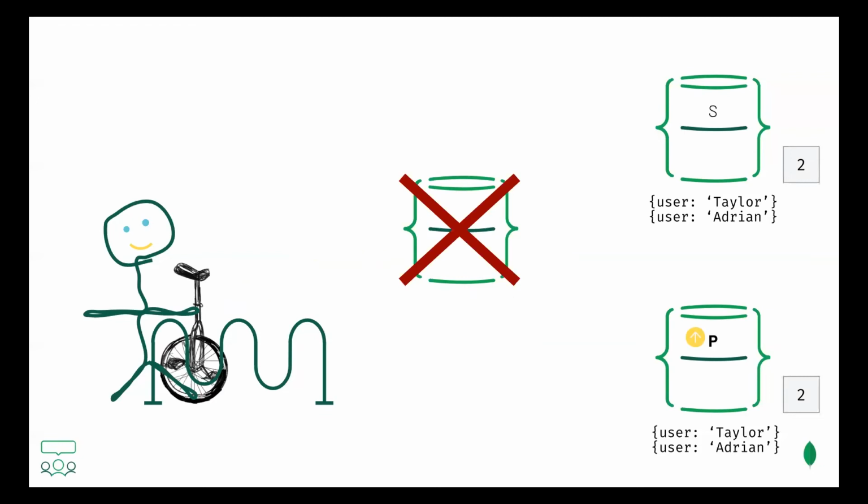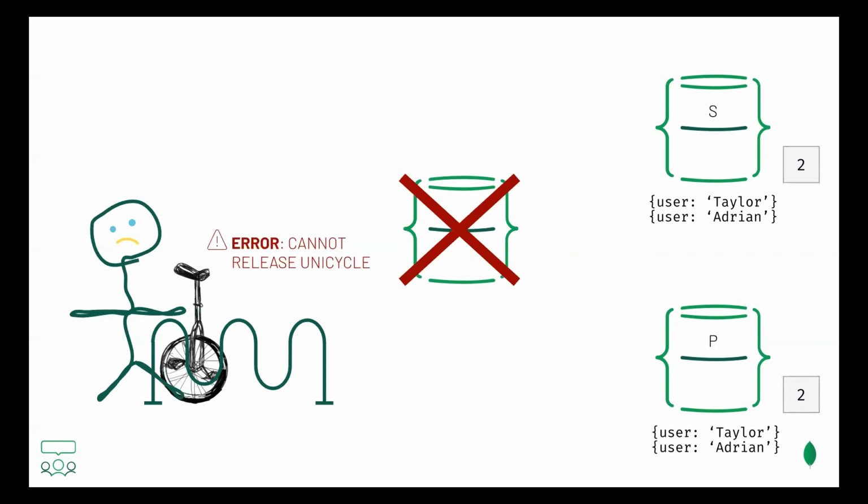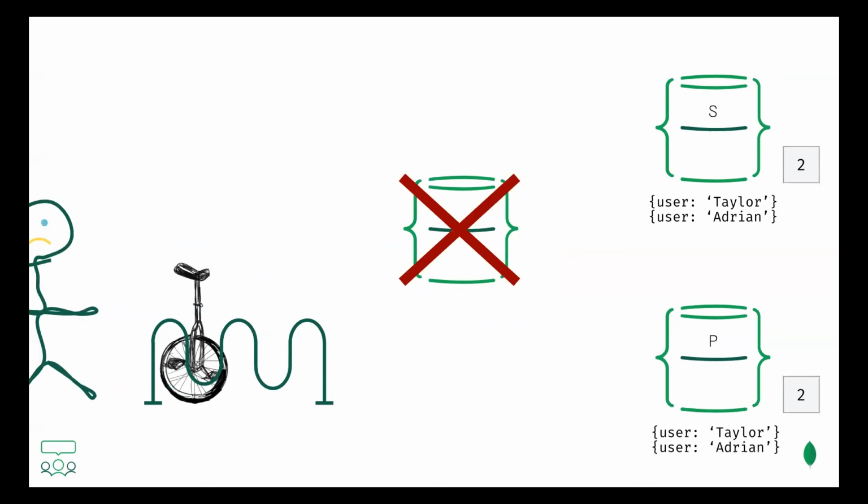A new primary gets elected, and the driver retries against the new primary. But unfortunately, this insert also gets a network error, this time due to a network outage. At this point, Unicycle gives up and gives Alex an error saying it can't release the unicycle. Alex leaves the unicycle, giving up for the day.